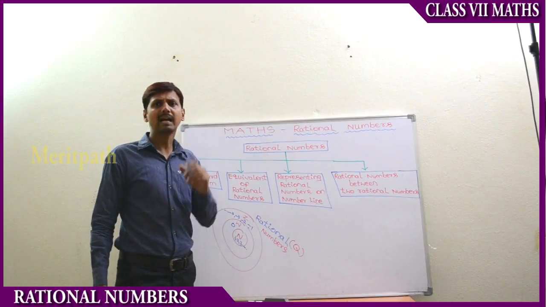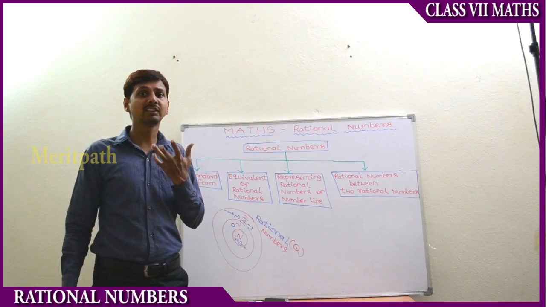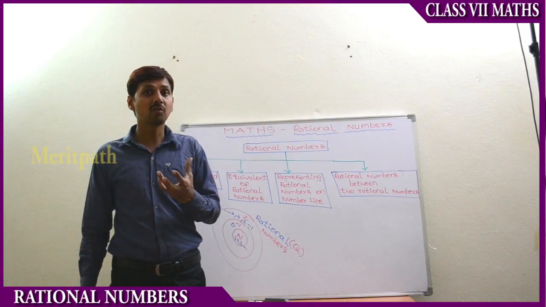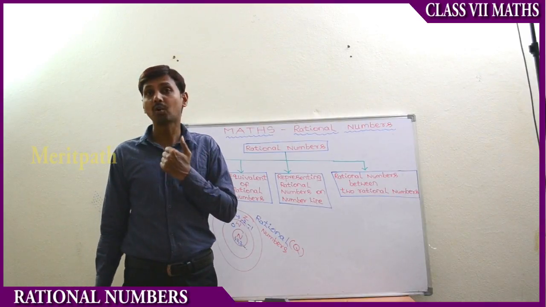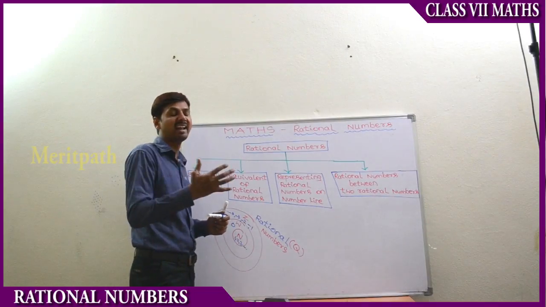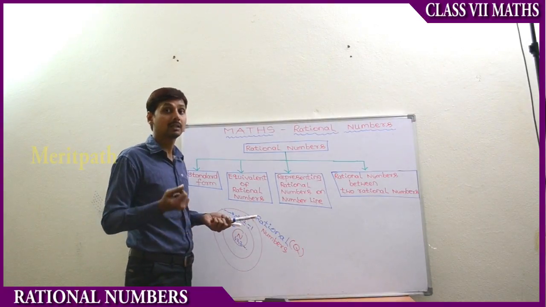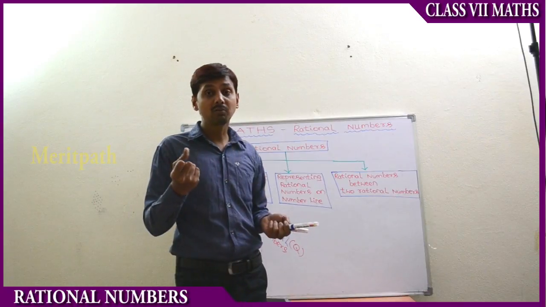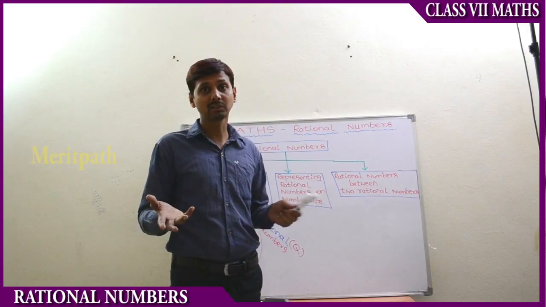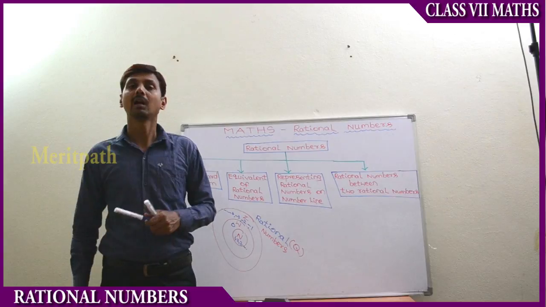As we know, there is a standard definition for a rational number. A rational number is a number which is in the form of p by q, where q is not equal to 0. That means you can take any fraction or any number, but the denominator must not be equal to 0.